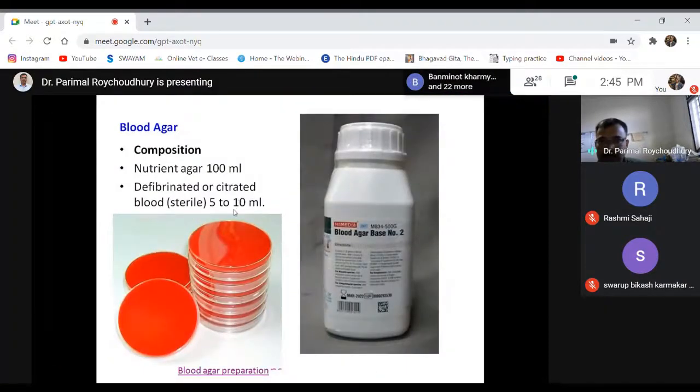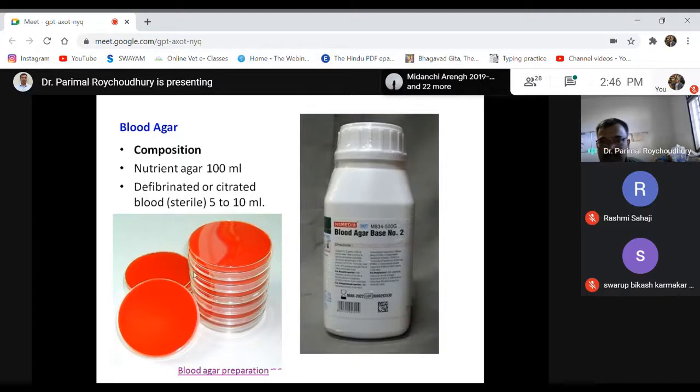Defibrinated blood we can collect, and then we prepare 100 ml of nutrient agar. We can sterilize this nutrient agar by autoclaving and allow it to cool down to a temperature of around 50 to 55 degrees centigrade. As you know, at high temperature, if you mix the blood, all the RBCs will be lysed, hemolyzed. So at a temperature between 50 to 55 degrees centigrade, we add this blood, collected aseptically from a healthy animal, at a percentage of 5 to 10%.